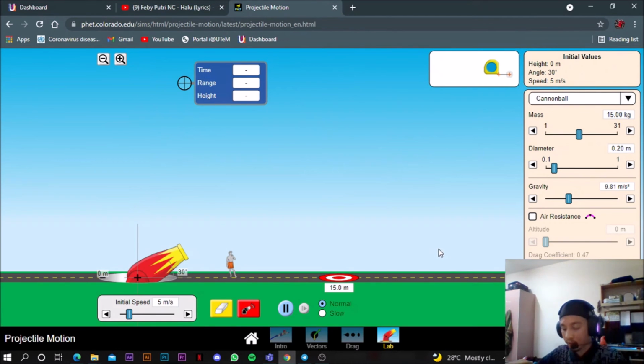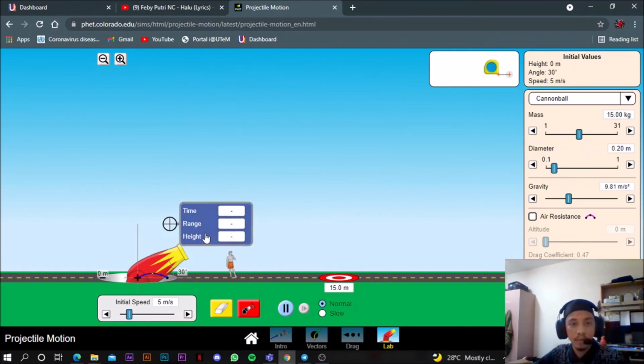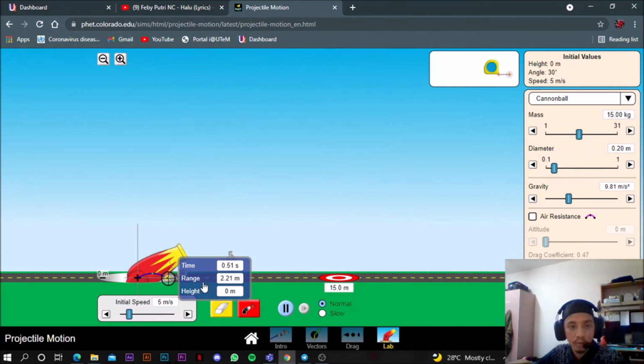The third objective of this lab is to determine the maximum range of horizontal displacement as a function of initial velocity. First, we set the initial speed for this objective to 5 meters per second, and we launch it. Then we drag this to get the maximum range of displacement, which is 2.21 meters, followed by 10 meters per second, and then launch it.